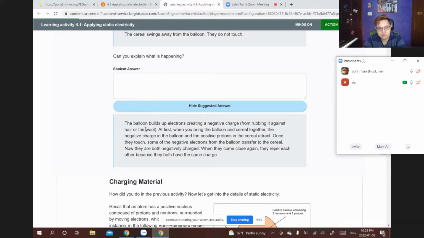The balloon builds up electrons, creating a negative charge from rubbing against hair or the wool. At first, when you bring the balloon and the Cheerio together, the negative charge in the balloon and the positive protons in the Cheerio attract. Once they touch, some of the negative electrons from the balloon transfer to the Cheerio. It produces a lot of electric charge on a balloon, and then of course it will attract things just like magnets. I tried it before.